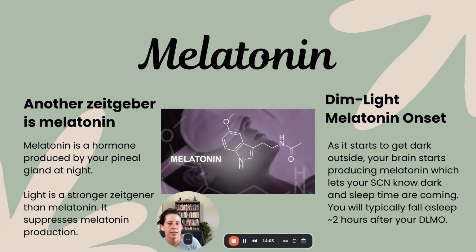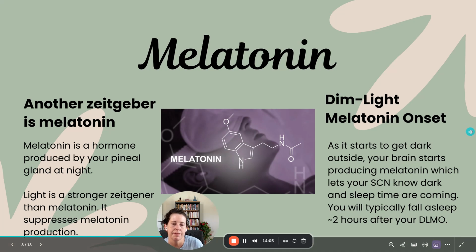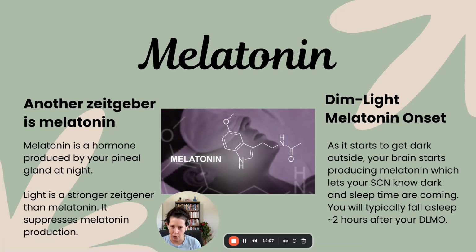And so, how this works is at a particular time in the evening, typically as soon as it's getting dark outside, your brain will start to produce melatonin. And that boosted production of melatonin communicates to your SCN, that master clock, that dark is coming soon and sleep time is coming soon. And typically, you will fall asleep approximately 2 hours after your dim light melatonin onset.